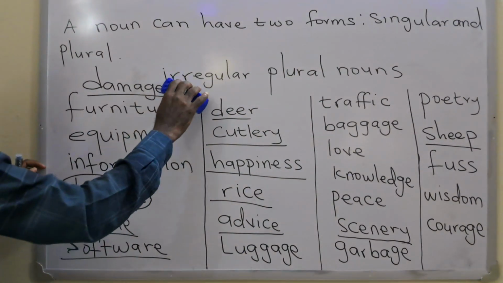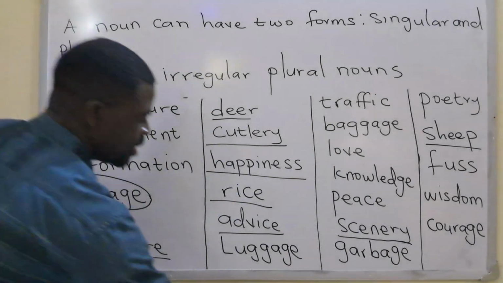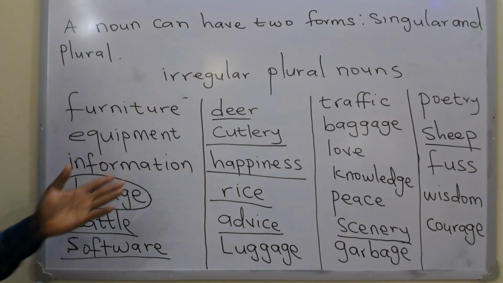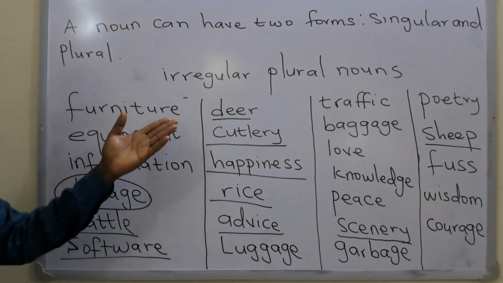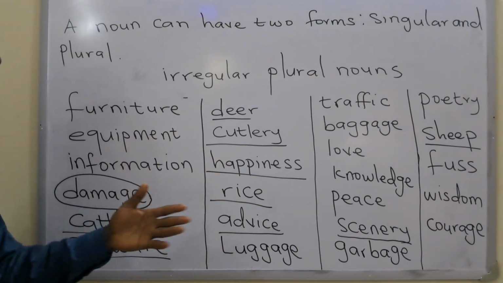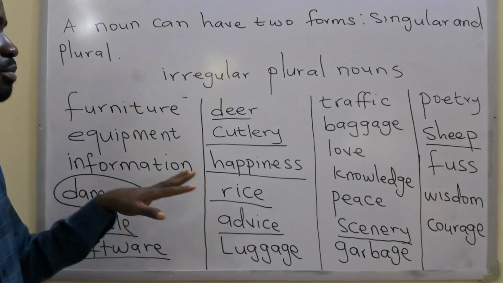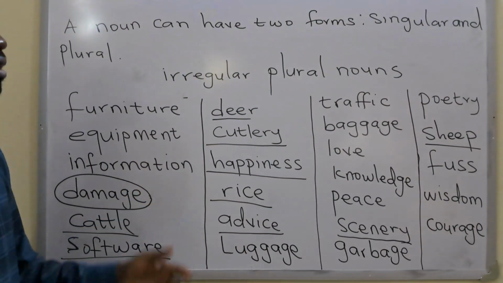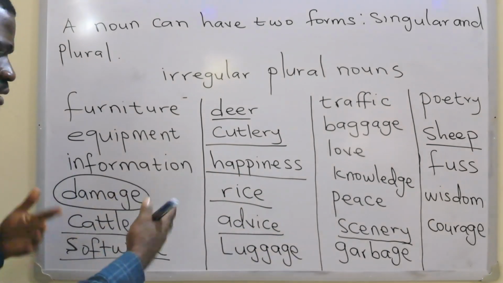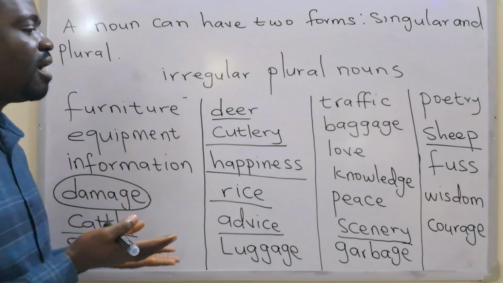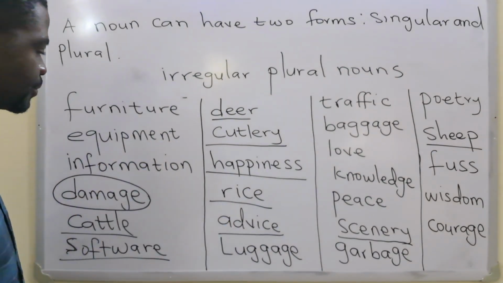Okay, let's take this out. You don't have damages. Damages is a different noun altogether. Furniture, equipment, information, damage, cattle, software, cutlery, happiness, rice, advice, traffic, baggage, love, knowledge, peace, scenery, garbage, poetry, sheep, wisdom, courage, and so many other nouns that don't have plural form. They are always used in a singular sense.